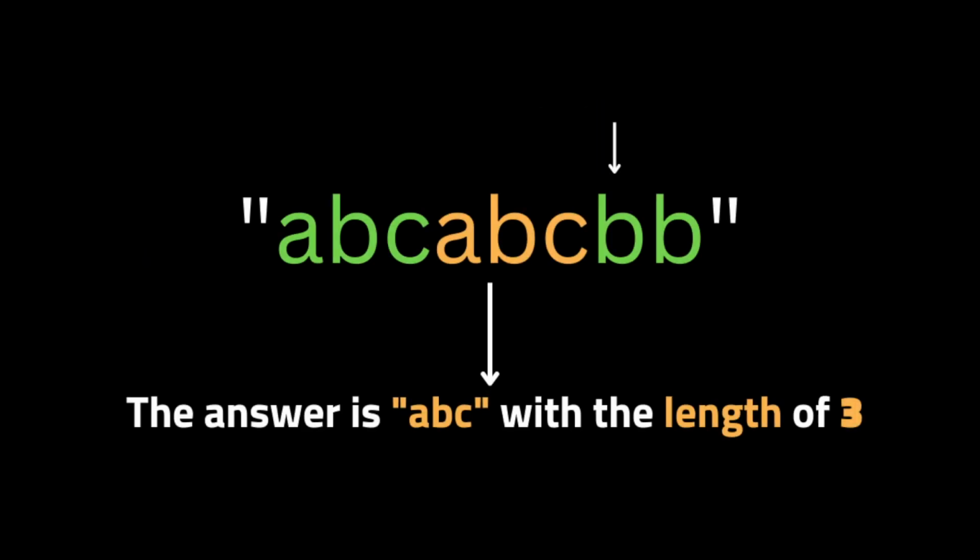So let's use this input string as an example. The output will be 3 since the substring ABC is the longest substring that doesn't contain repeating characters. In addition, the letter after the C will be the letter B, and B is already present in the substring.